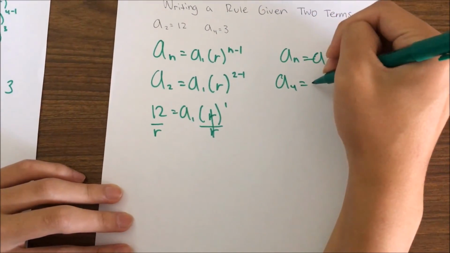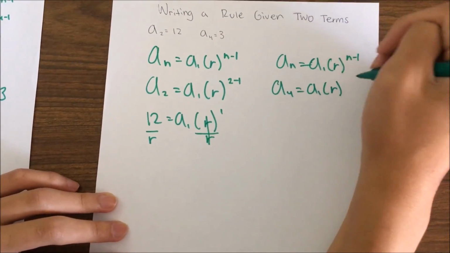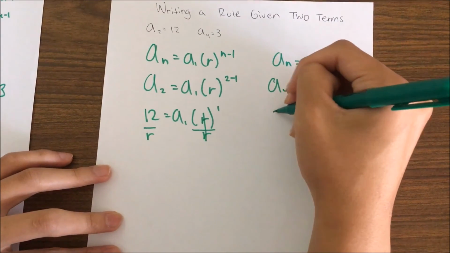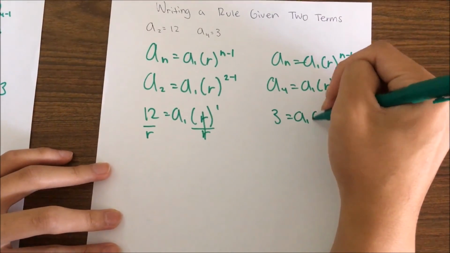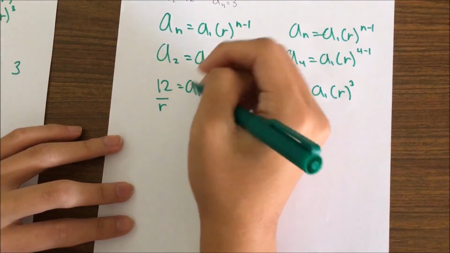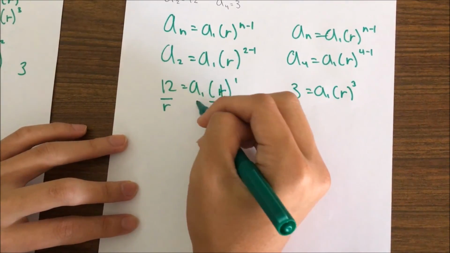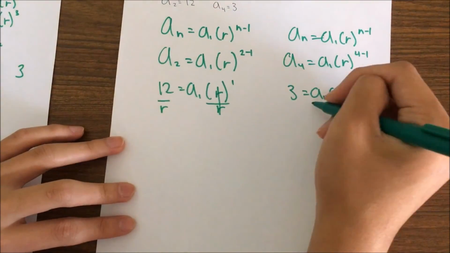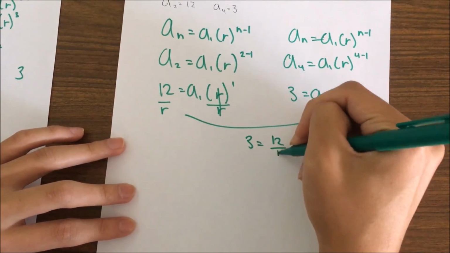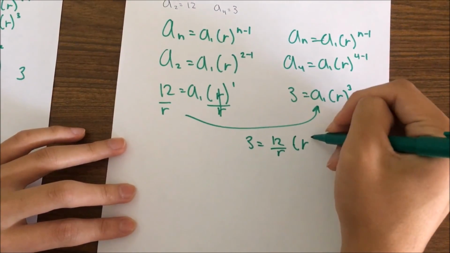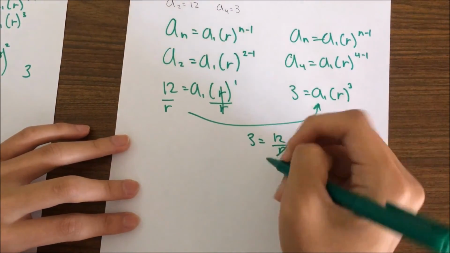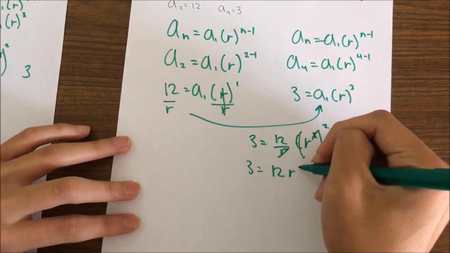A4 equals A1 times R to the 4 minus 1. A4 is 3 and A1 times R is R to the third power. We know A1 is 12 over R, so replace it on this side. So 3 equals 12 over R times R to the third power. Cross out this R and you get 3 equals 12 R to the second power.